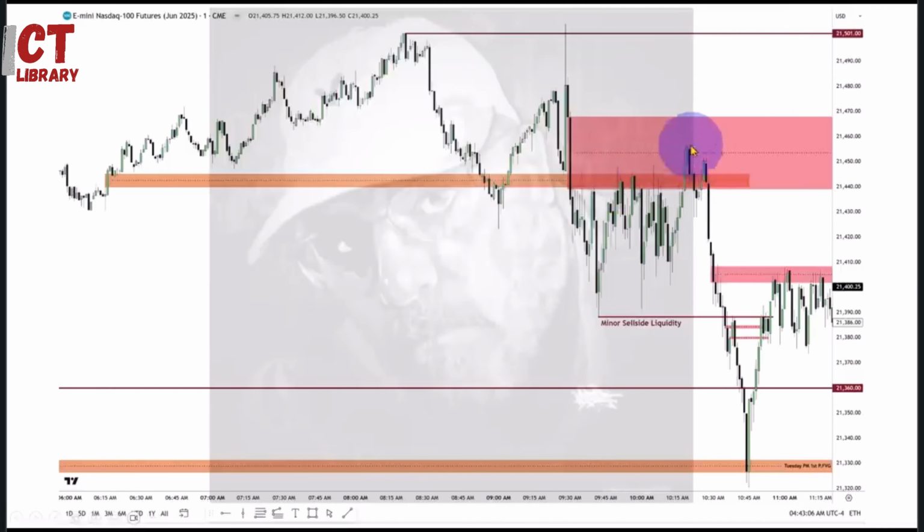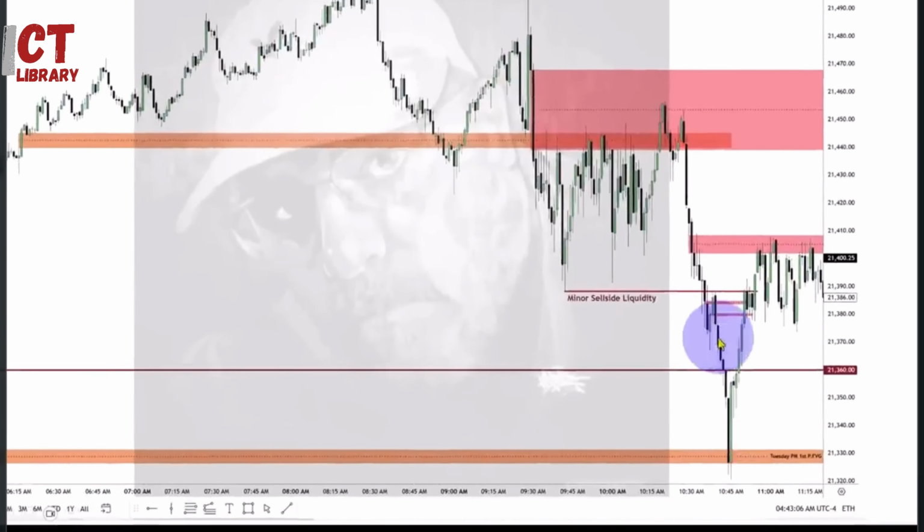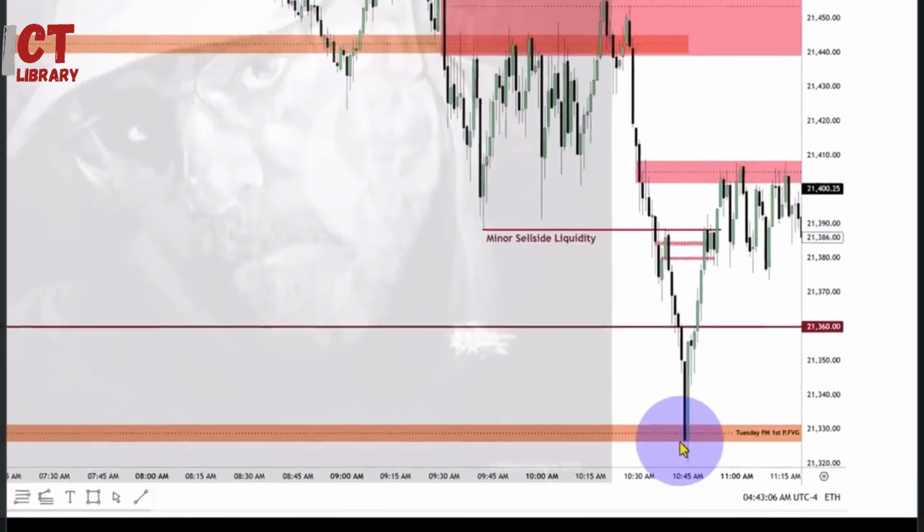And then they finally bump through it, leaves it, never comes back. That's a good thing. And then you have this sell side imbalance, buy side inefficiency here. Project that forward. And then here's a minor sell side liquidity that attacks. And then you have volume imbalances in here. And you can see all that, how that was used in the recorded execution. And then you have Tuesday's PM session first presented fair value gap. It draws down into that too. So look at the bodies respecting that.